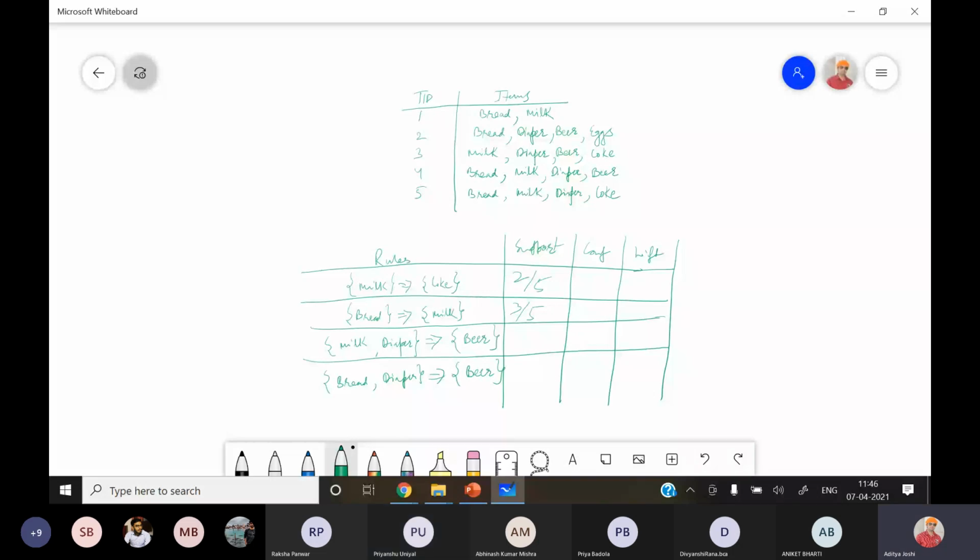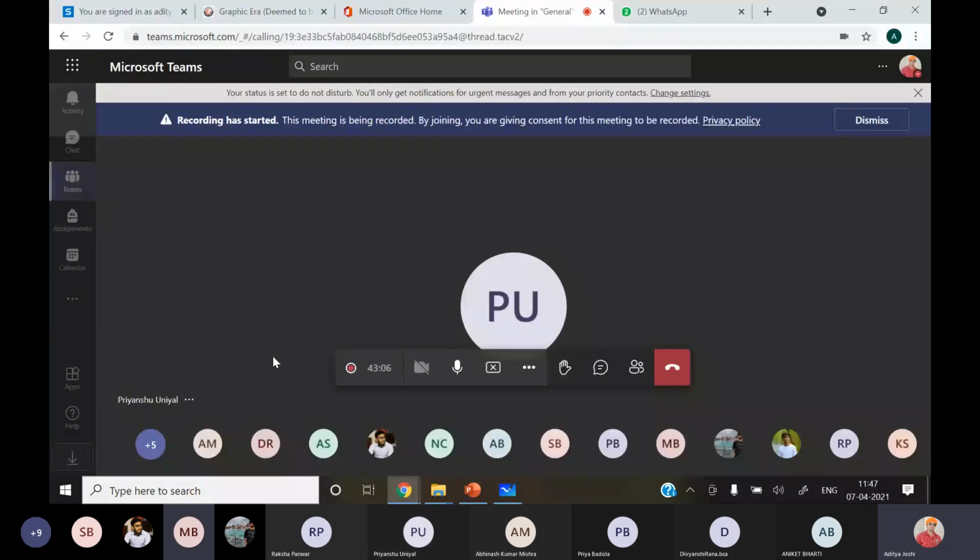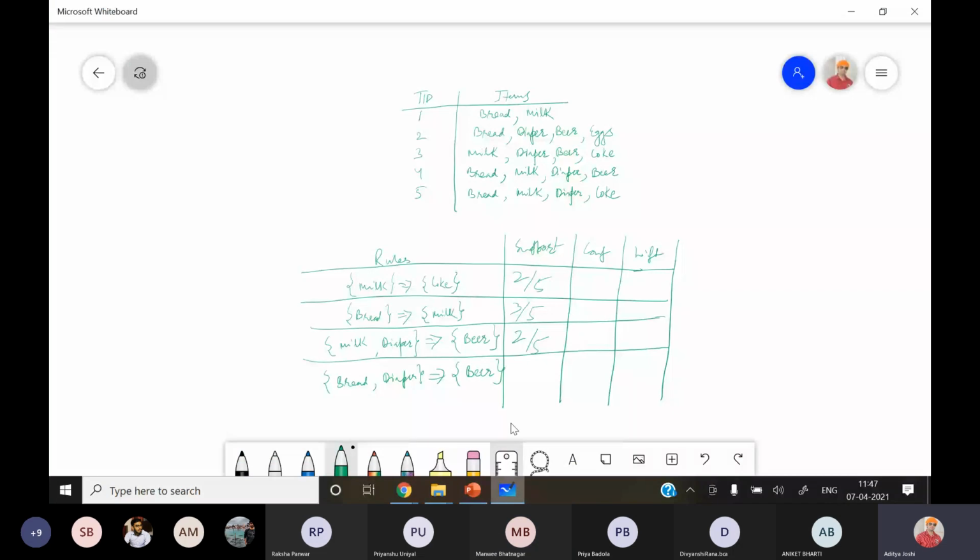Milk and diaper in combination, both things are there, implied beer: 2/5. Bread and diaper in combination of beer: 2/5. Let me ask some other students. 2/5 is correct.